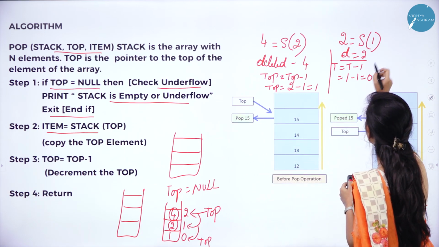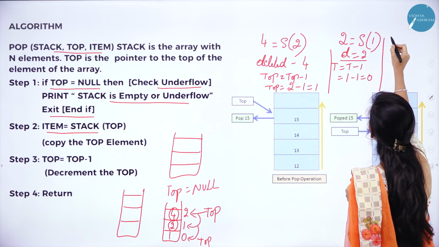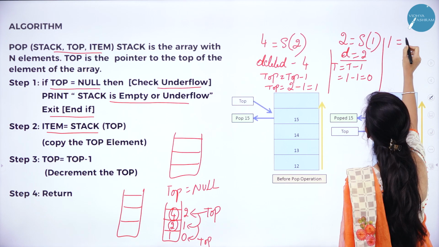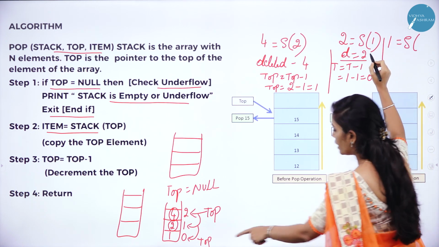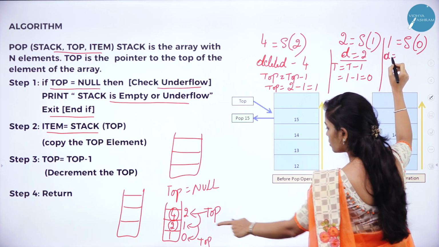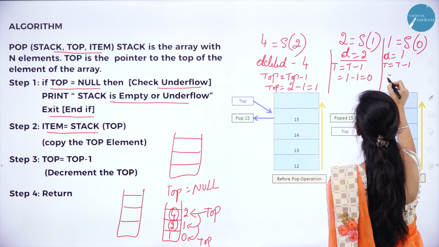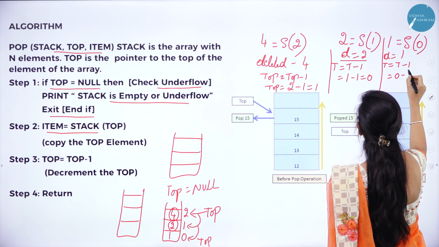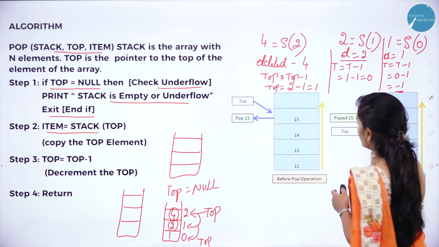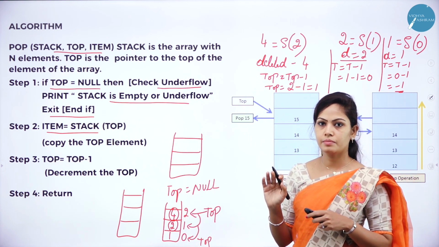And again check the condition, again you want to delete the last item, called 1. So item = stack[top], the top value is 0 and the deleted value is 1. And check the condition top = top - 1; the top value is 0 minus 1, so it is 0. Now, all the items have been deleted in this stack.